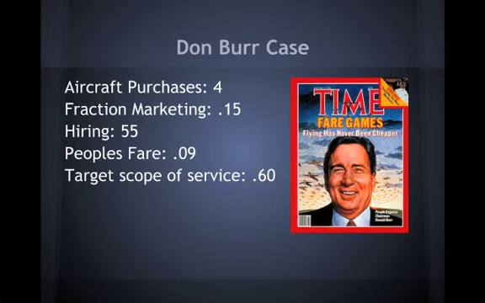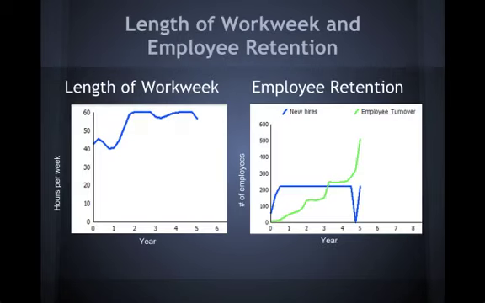When running the People Express simulation for the Don Burr case, these were the inputs we used. The graph on the left depicts the changes in the length of the work week over the course of the company's life. During the first year, the work week was about average, with a slight increase in the middle of the year, followed by a slight decline by the end of the year.